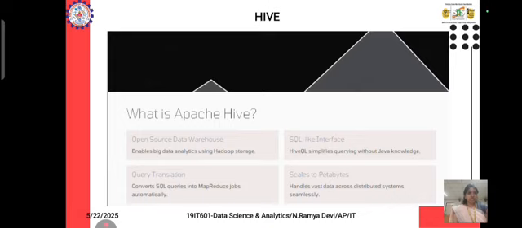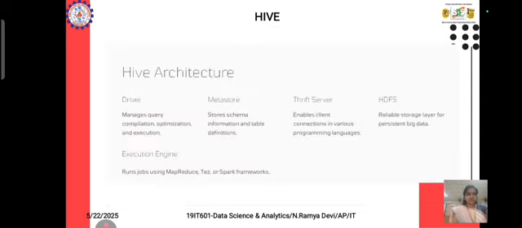Hive, also called Apache Hive, is an open source data warehouse which is built on top of Hadoop for processing large data sets. It enables big data analytics using Hadoop storage, and it converts SQL queries into MapReduce jobs automatically. It uses a SQL-like interface, HiveQL, which simplifies querying without Java knowledge, and it handles vast data across distributed systems seamlessly.